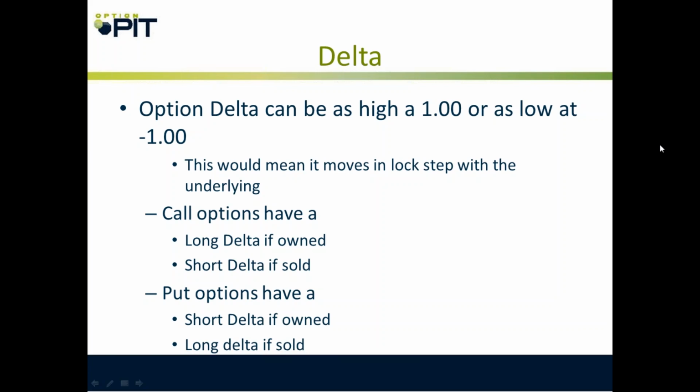Call options have long delta if they're owned. So if you own call options, you are long delta. If you are short call options, so you sell a covered call, you are selling option delta. You're selling correlation to the underlying. Put options are short delta if you own them. So if you buy put options, you are short the underlying. And they are long delta if sold. Again, real easy.